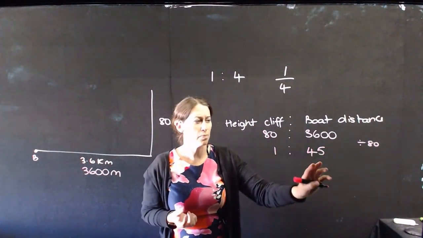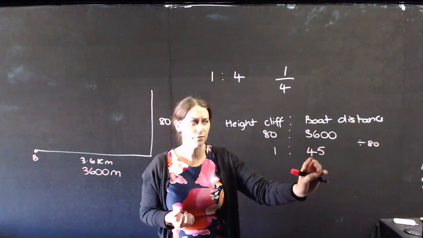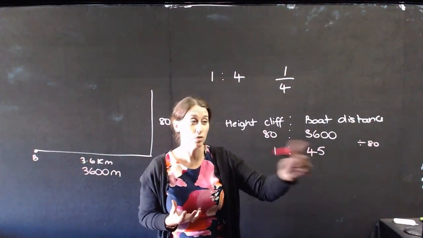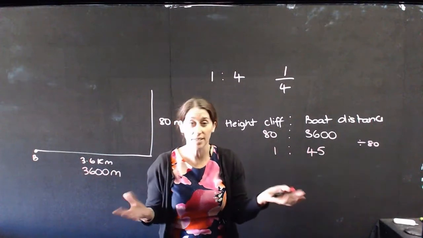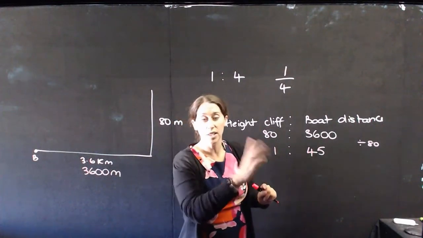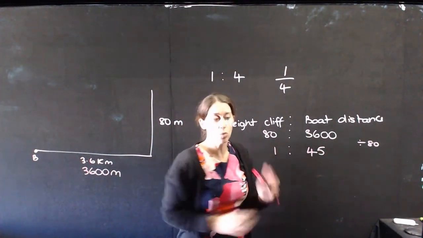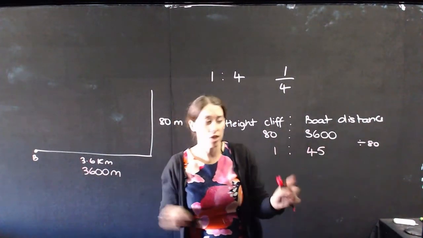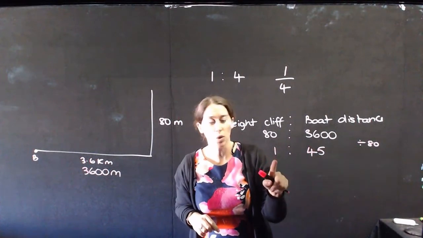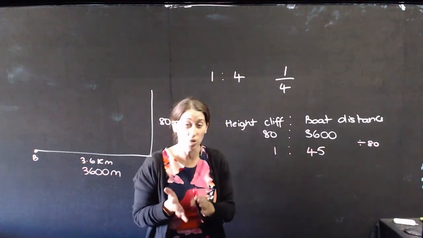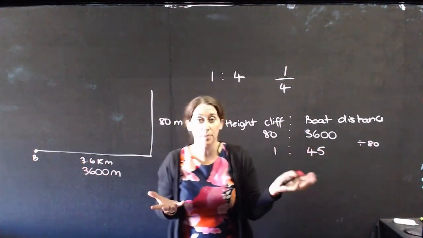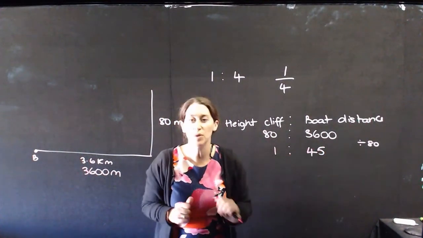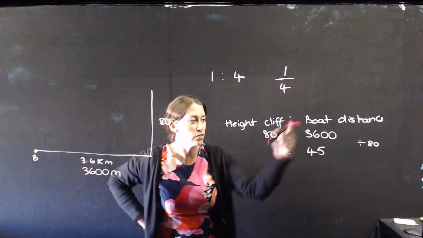Well, it means that the boat distance is 45 times more than the cliff height. That's what it means, and that's because I've got 1 to something. A 1 to something ratio is possible with any ratio, but you don't always get a whole number. If you want 1 to interpret on one side, then you're going to have possibly a decimal number on that side. So it's not always possible. It just happened to be working nicely with the numbers I chose.